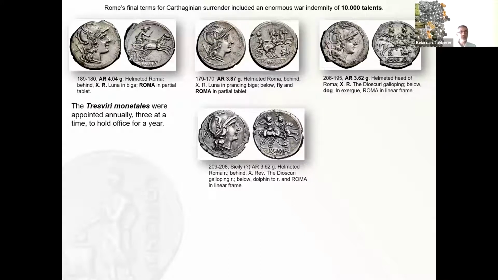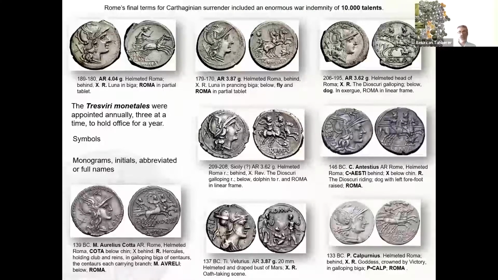So the triumviri monetales were appointed annually, 3 at a time, to hold office for a year. They used their own symbols at the beginning, and then certain monograms and initials of their names, abbreviated or full names. So you have so many different types, but they were all somehow signed and made sure that whoever was responsible for the production of the coins was clearly indicated.